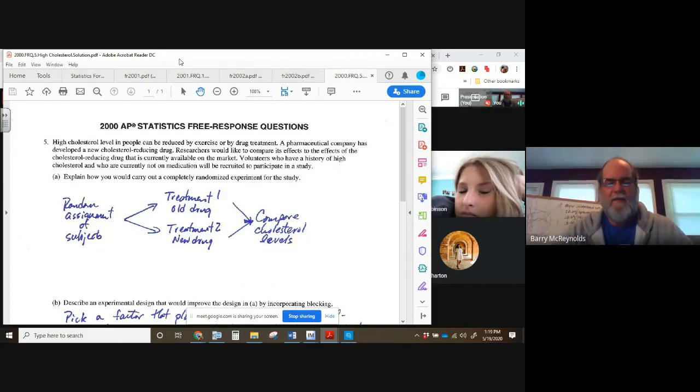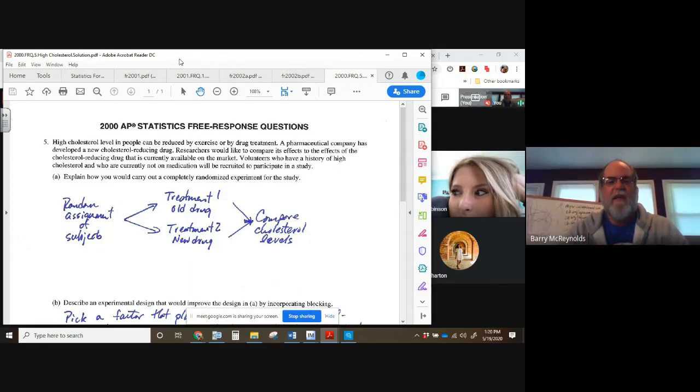Yesterday, we talked about doing a survey with cluster samples or stratified random samples. So today, I thought, well, let's talk about doing an experiment. And this one says, there's a new drug for treating high cholesterol, and they want to compare its effects to one that is already available on the market. And so the volunteers already have high cholesterol, and they are not currently taking medication.